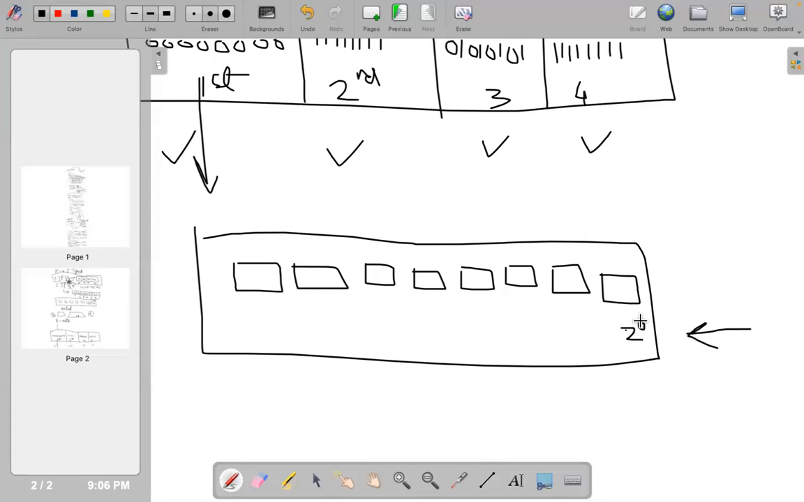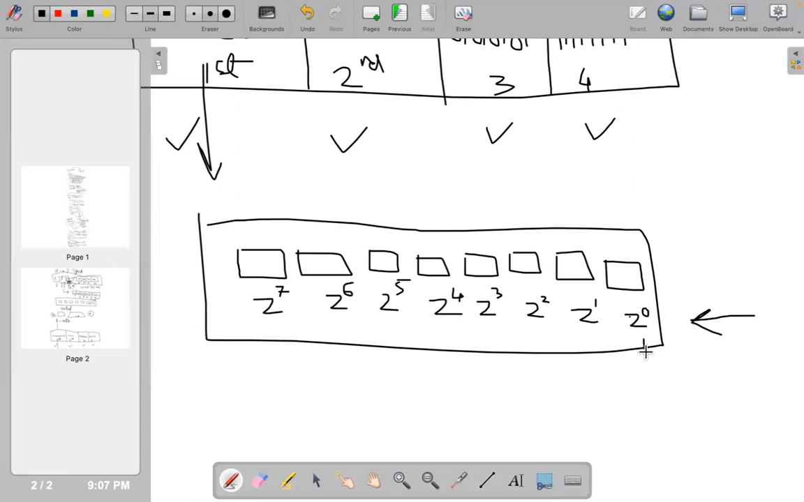From the right-hand side: 2 to the power 0, 2 to the power 1. This you might be remembering from your school days. 2 to the power 2, 2 to the power 3, 2 to the power 4. Okay. 2 to the power 0 is what? 1. Anything to the power 0 is 1. 2 to the power 1 is what? 2.